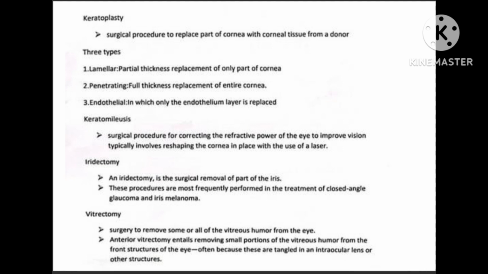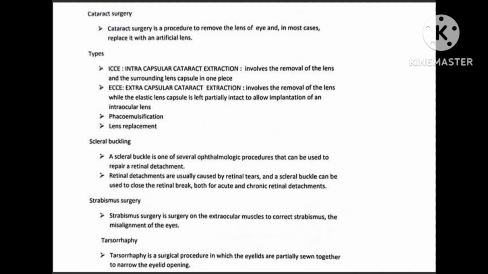Next is vitrectomy. Vitrectomy is surgery to remove some or all of the vitreous humor from the eye. Anterior vitrectomy entails removing small portions of the vitreous humor from the front structures of the eye, often because they are tangled in an intraocular lens or other structures. Next is cataract surgery. Cataract surgery is a procedure to remove the lens of the eye and in most cases replace it with an artificial lens.